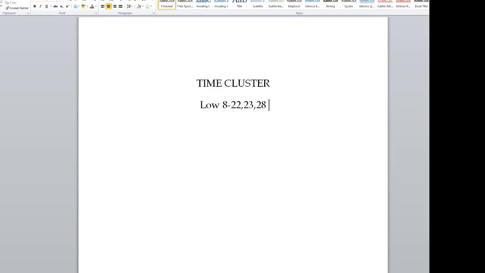Time clusters. Low, August 22nd, 23rd, and 28th. The 28th is odd, but you know what? It's not odd if you're pretty close, within a couple of days of locking in a swing low.